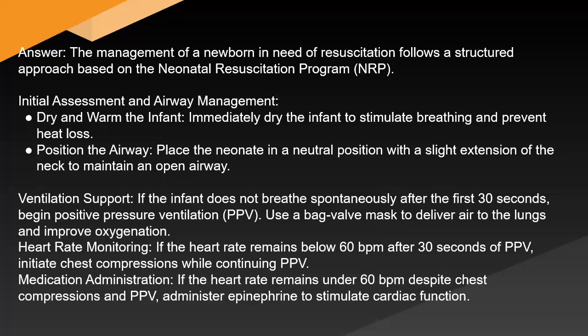Position the airway: place the neonate in a neutral position with a slight extension of the neck to maintain an open airway. Ventilation support: if the infant does not breathe spontaneously after the first 30 seconds, begin positive pressure ventilation (PPV). Use a bag valve mask to deliver air to the lungs and improve oxygenation. Heart rate monitoring: if the heart rate remains below 60 bpm after 30 seconds of PPV, initiate chest compressions while continuing PPV. Medication administration: if the heart rate remains under 60 bpm despite chest compressions and PPV, administer epinephrine to stimulate cardiac function.